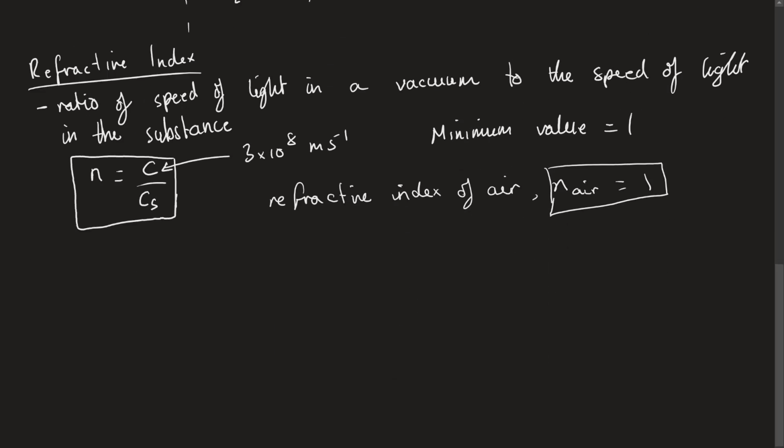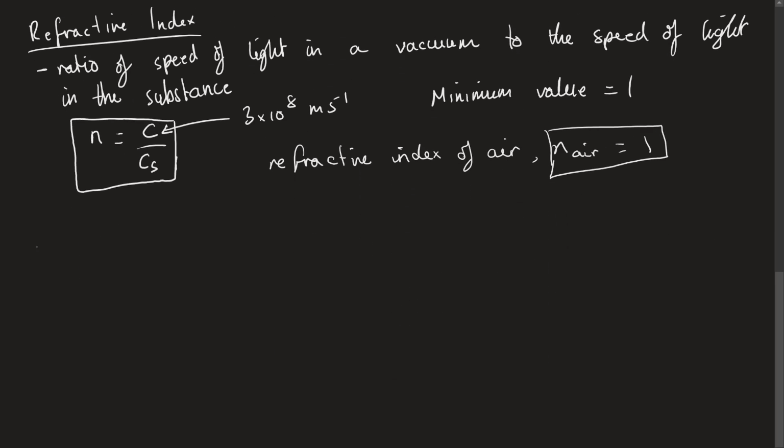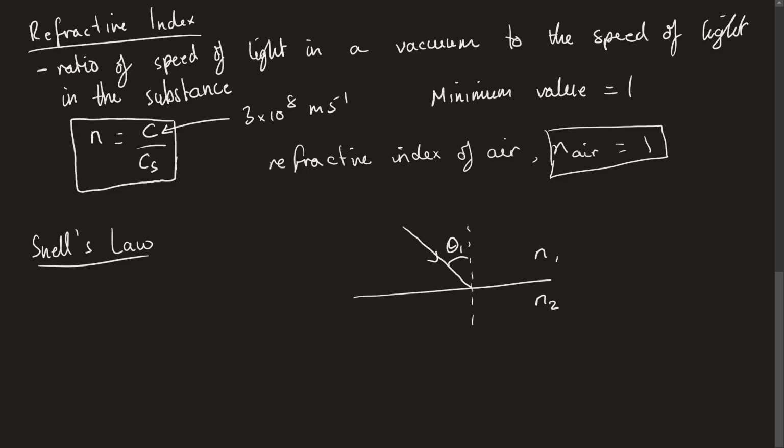So just to put this into perspective, if this substance here has a refractive index of n1 and this substance here is n2, when the wave comes in, it forms an angle that we call θ1, and then it's going to refract with an angle called θ2. Okay, and the relationship is that n1 sine θ1 must be equal to n2 sine θ2.